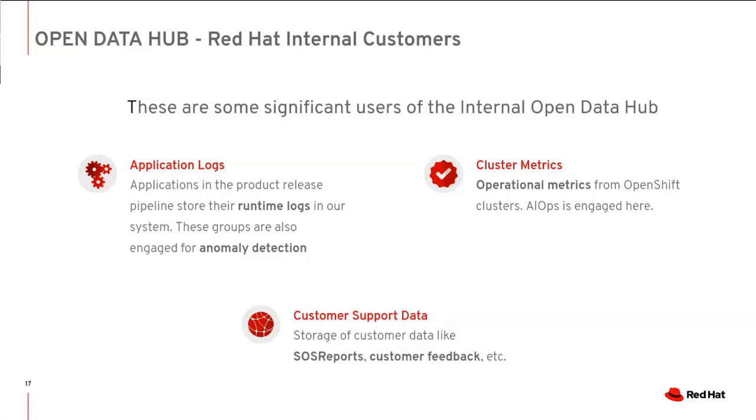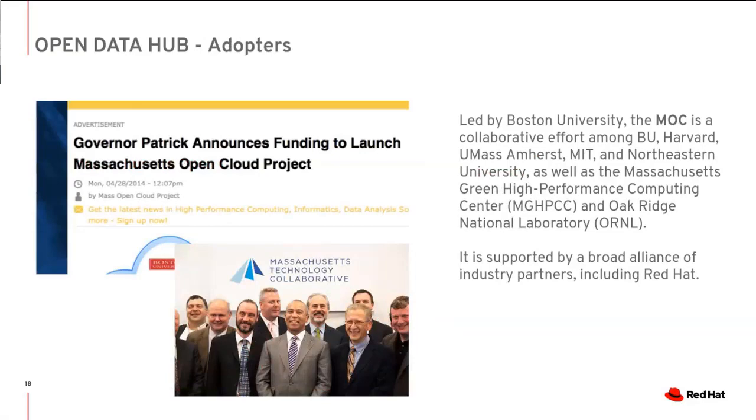A few of the early adopters for OpenDataHub: the Massachusetts Open Cloud. It's a collaborative effort of a few universities to run their data science and high resource workloads on an open, high availability cloud. So OpenDataHub is part of the backbone for some of this work, where professors, researchers, and even some students can get access to run their OpenShift or data science workflows.